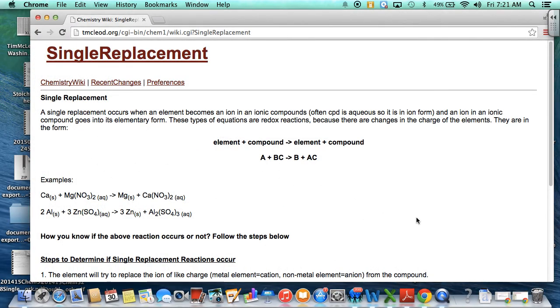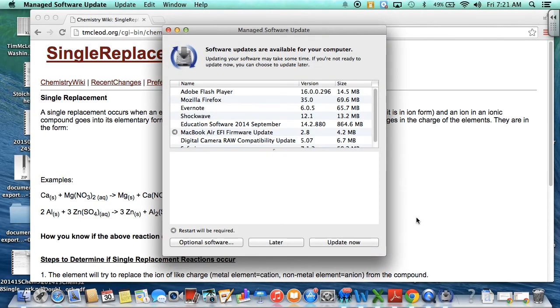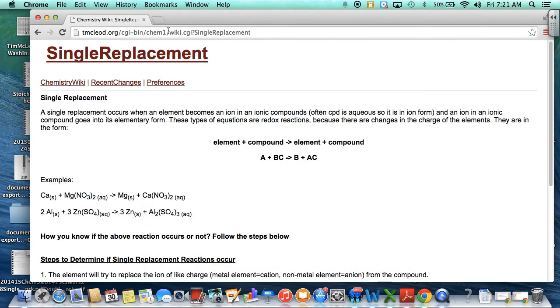So in the single replacement reaction, as you know from your chart that showed the 5 different types of chemical reactions, you have an element adding to a compound. Now at your level, this compound is always an ionic compound. So there's a cation and there's an anion associated with the compound. So the question is, does a reaction occur or not?